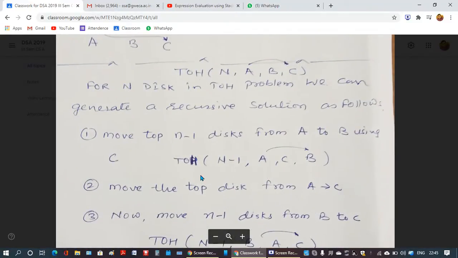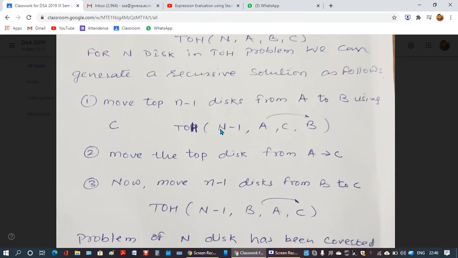So here n minus 1 disks are shifted from A to B first, and then there remains only one disk in A, so that disk will be shifted directly from A to C. Now the n minus 1 disks which we shifted from A to B are now shifted from B to C. So the third problem is Tower of Hanoi n minus 1 from B to C.